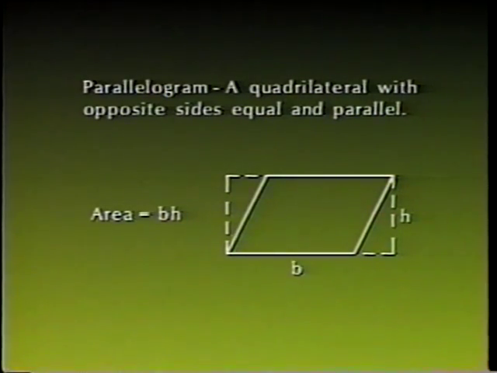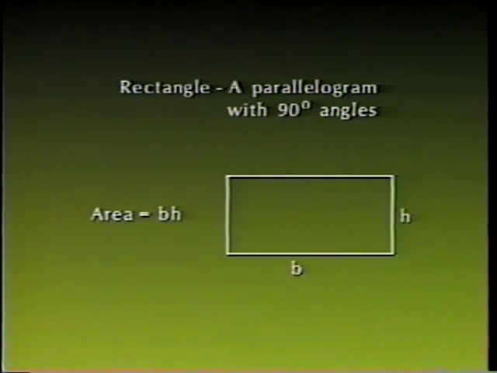A parallelogram is a quadrilateral with opposite sides equal and parallel, and the formula for getting the area is base times the height. A rectangle is a parallelogram with 90-degree angles. A parallelogram which is also a quadrilateral with opposite sides equal and parallel and has 90-degree angles.